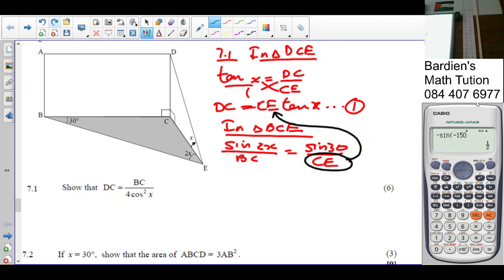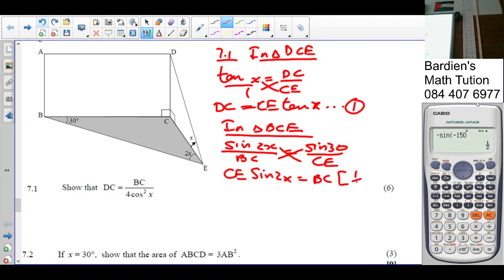Okay, so let's go with that. Cross multiply. So that will be CE sine 2x is equal to BC sine of 30 degrees, and that is your special angle. So CE is going to be a half BC. This is what that is equal to. Half BC, and since I'm dividing by sine 2x, it goes to the denominator as sine 2x. This is equation 2.